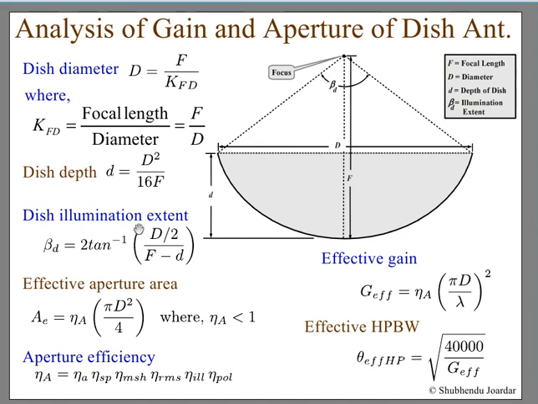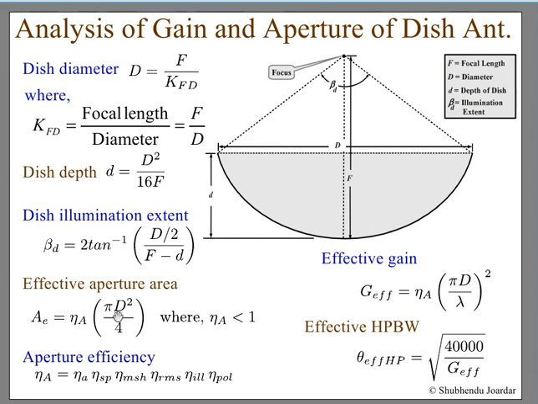For example, the dish illumination extent, that is beta d, is equal to 2 tan inverse. So this you can calculate. You take this half angle, beta d by 2. Tan of beta d by 2 will be equal to this divided by this, and this one you know is D by 2, and this one you know is equal to f minus d. So this is what it is.